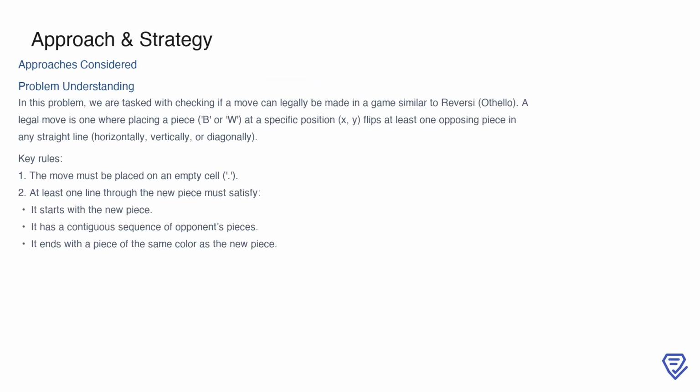To approach this problem, we first need to clearly understand the rules of what constitutes a legal move in the game. The challenge is to determine if placing a piece, either B or W, on a specific empty cell of the board will flip at least one opposing piece in any straight line. These straight lines can be horizontal, vertical, or diagonal. For a move to be legal, three important conditions must be satisfied: the cell must be empty, the new piece must initiate a line of contiguous opponent pieces, and this line must end with another piece of the same color as the one being placed. Essentially, the move must create a valid sequence where at least one opponent's piece gets flipped. Keeping these rules in mind will guide our solution design and implementation.